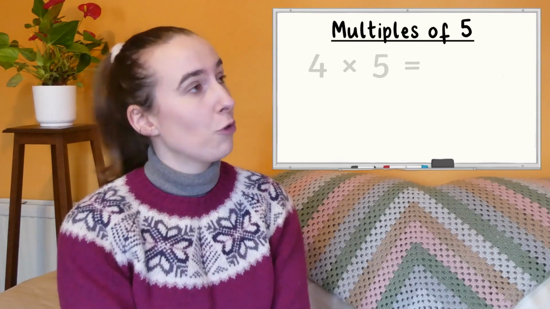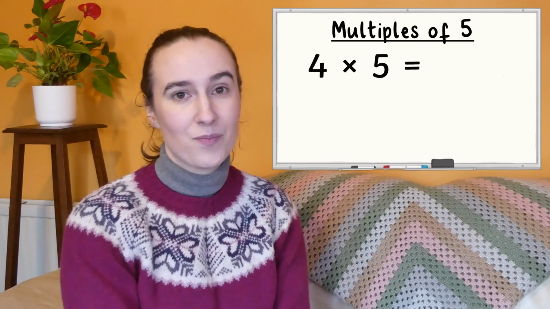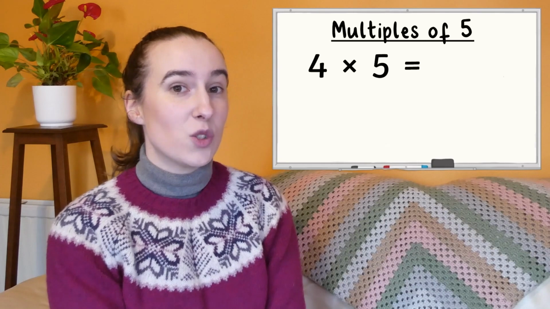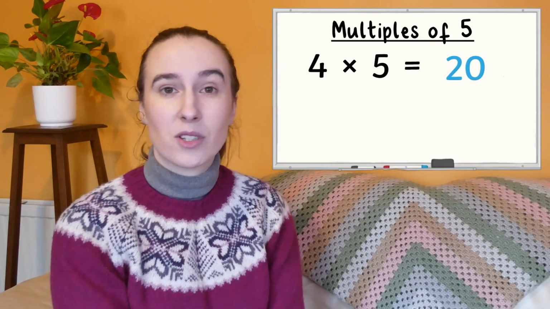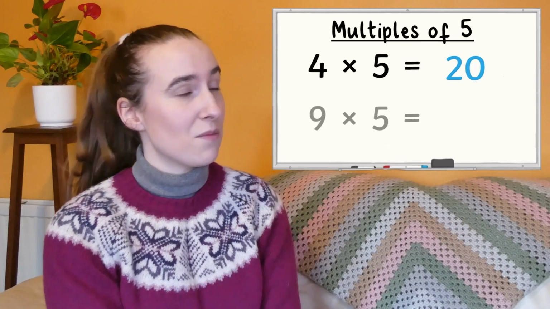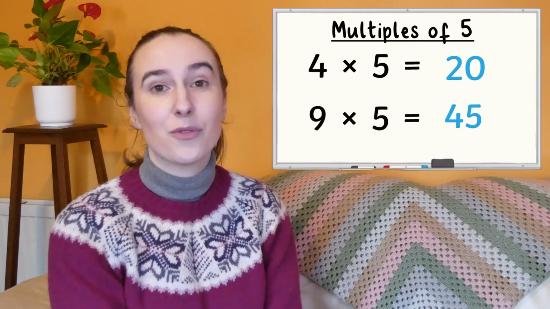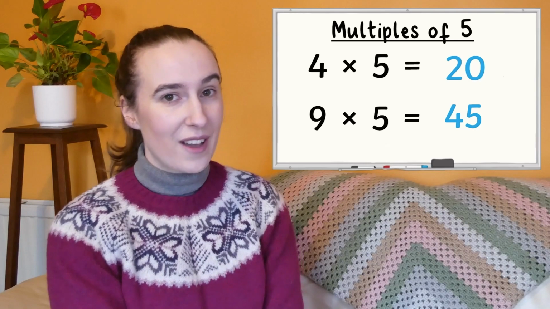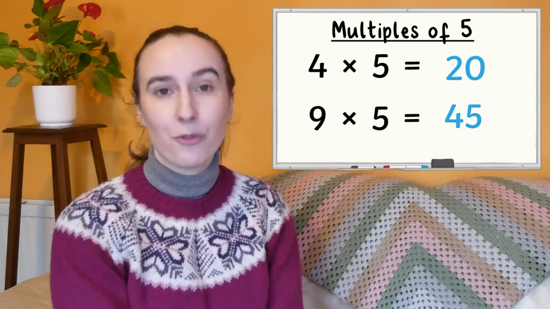Let's look at 4 multiplied by 5. 4 multiplied by 5 is 20, so 20 is a multiple of 5. Equally, we could do the calculation 9 multiplied by 5, giving us 45. So 45 is also a multiple of 5.